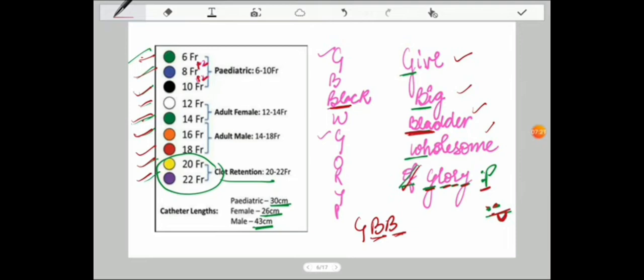So I just remember it like this, and it is a funny saying that if the bladder has gone big, give it a wholesome of glory. The glory means catheter, so it is completely related to the catheter thing. So I am able to remember this, so I'm sharing it with you too.